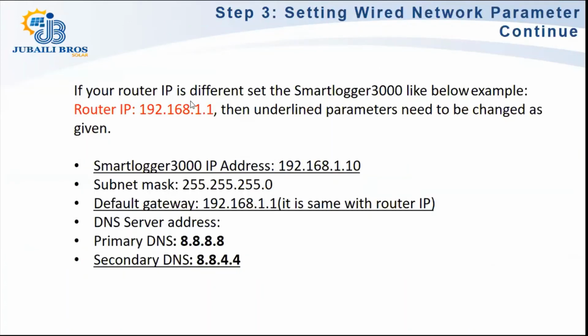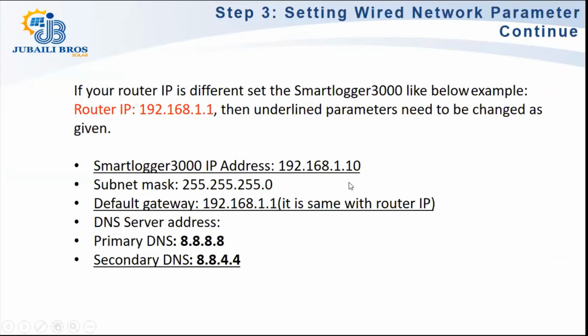If your router IP is different, set the Smartlogger 3000 like the below example. So you will do the Smartlogger 3000 setting on the WebUI in this way. The Smartlogger IP address you will put as 192.168.1 instead of 0, and then .10.